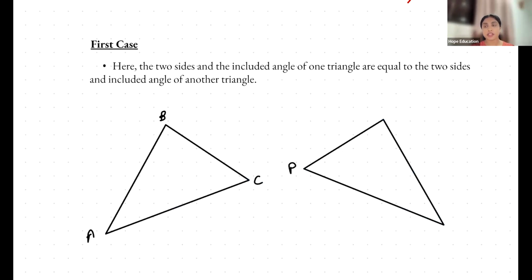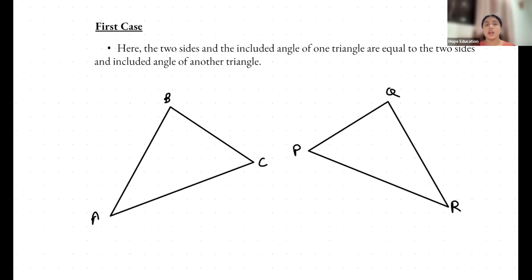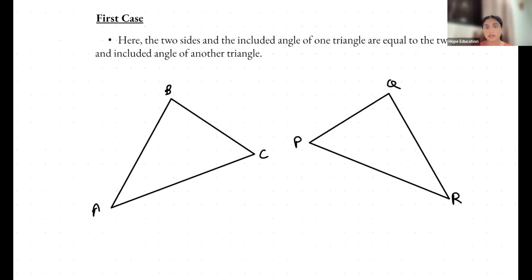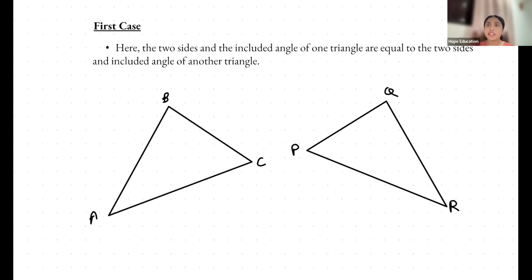Okay, I hope you have done writing the sentence. Now here we have two triangles. If you are just randomly given two triangles, you don't know whether these two triangles are congruent. Congruent means when you keep them on top of each other, they have to perfectly coincide. So when randomly given, you don't know, right?